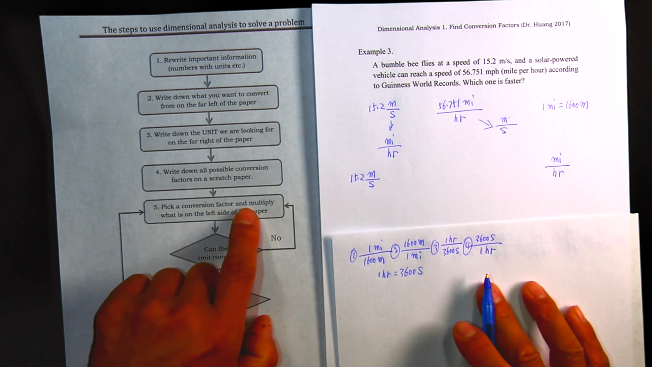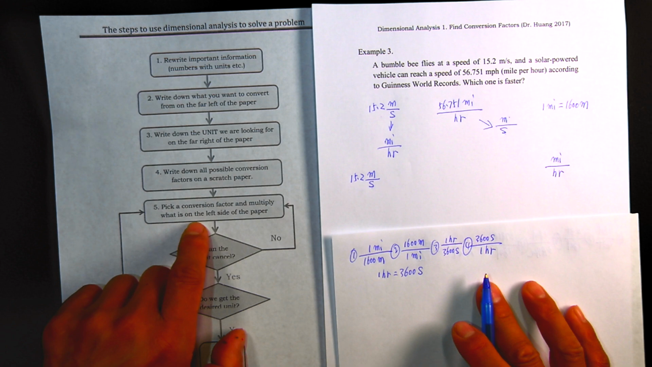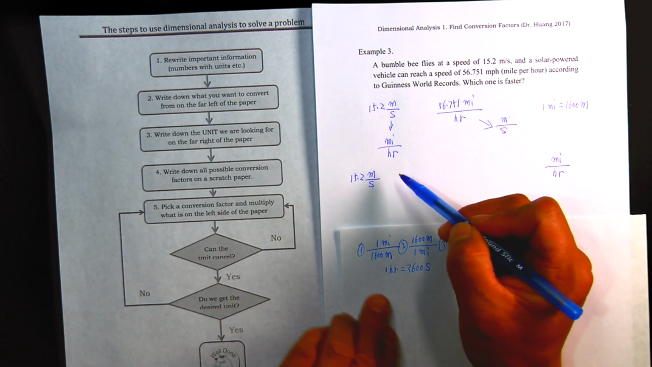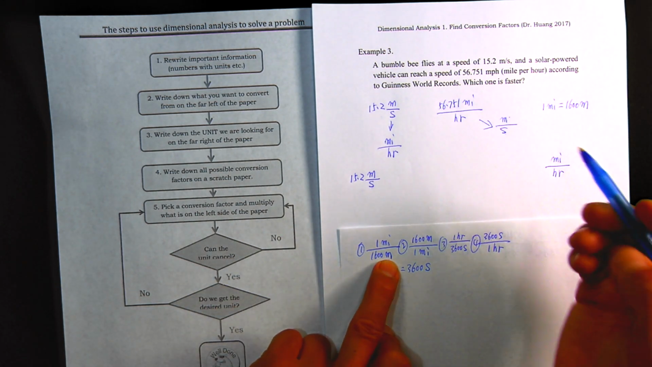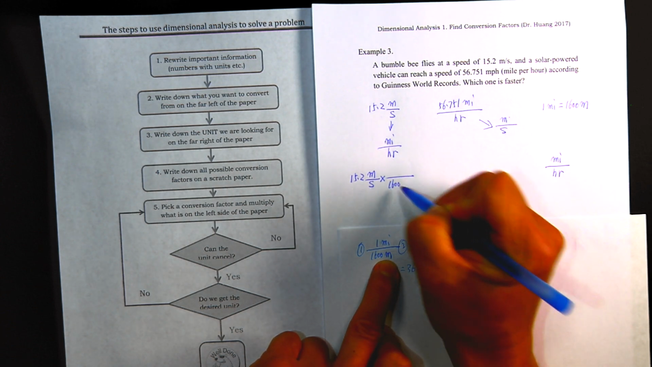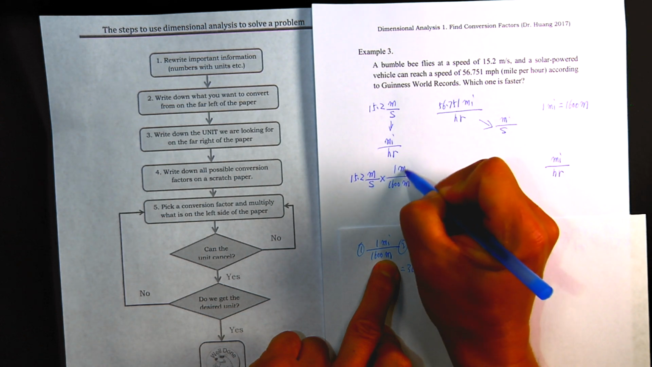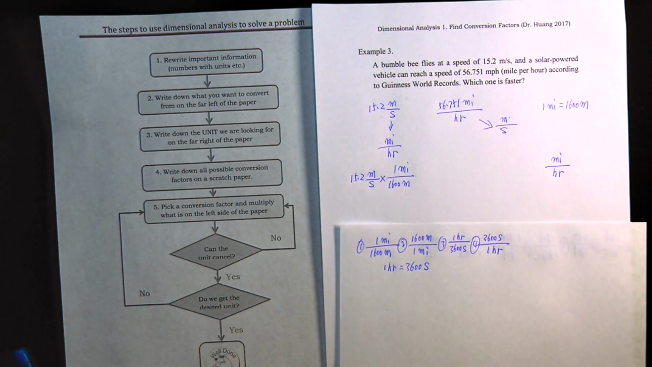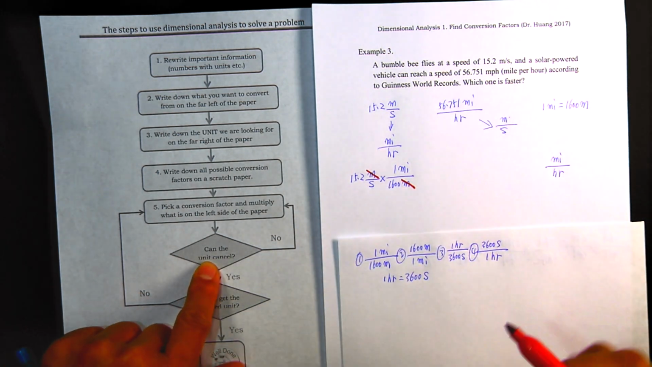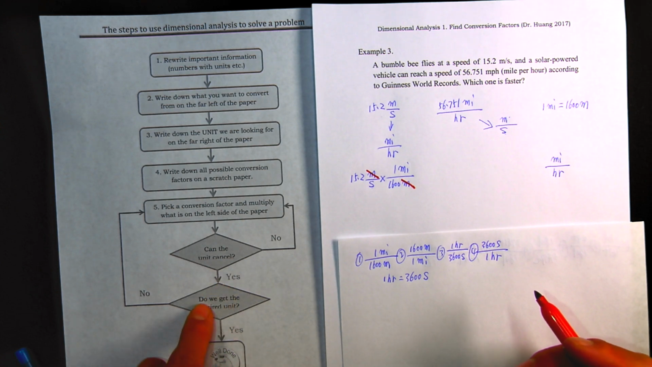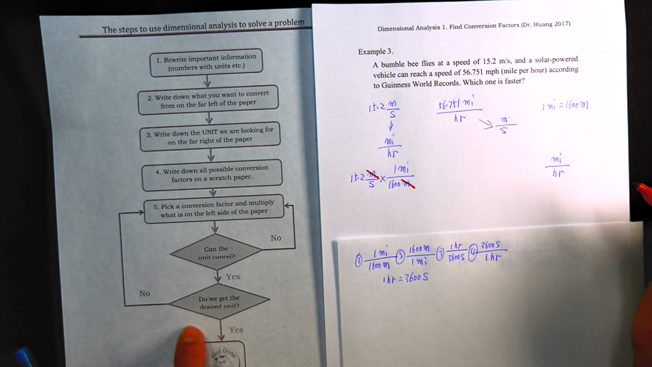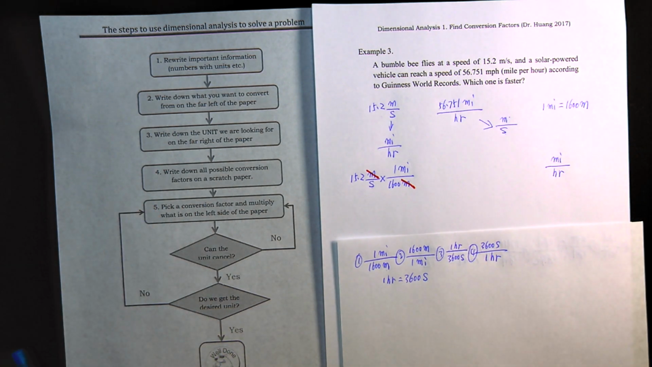Step 5, pick a conversion factor and multiply what is on the left side of the paper. We want to get rid of meter on top, so we have to pick a conversion factor with meter at the bottom. So the first one will work. 1,600 meters at the bottom, 1 mile on top. Can the unit cancel? Meter at the bottom, meter on top, they can cancel. The answer is yes. Do we get the desired unit? We get mile per second, but we are looking for mile per hour. The answer is no. We go back to step 5.